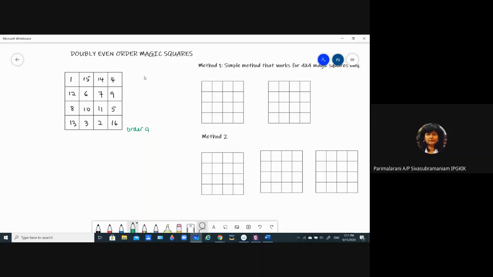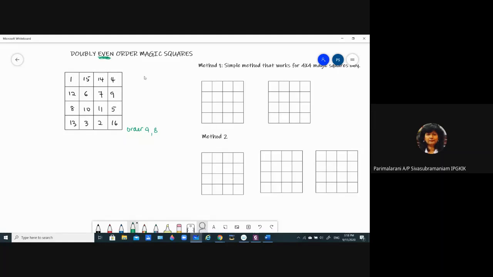What other orders of magic squares are known as doubly even order? Order 4, what else? How about 6? Is 6 a doubly even order magic square? No, because 6 cannot be divided by 4. How about 8? Yes. 10? No. These are all even numbers, so they have an even number of squares.